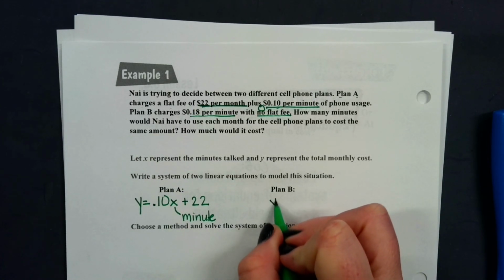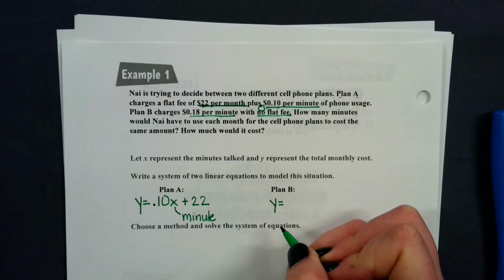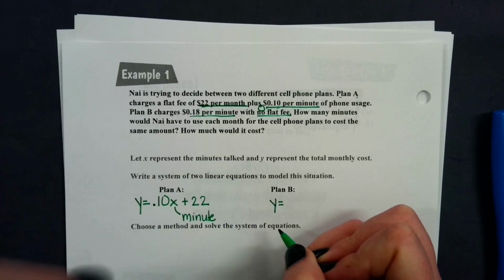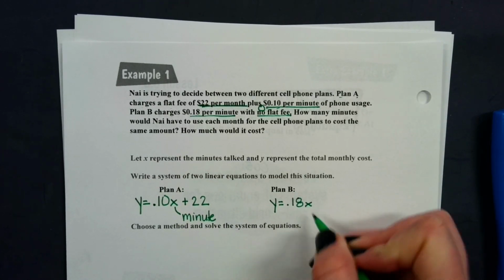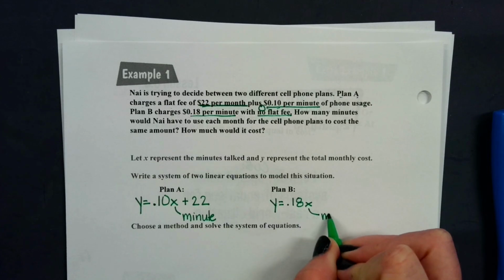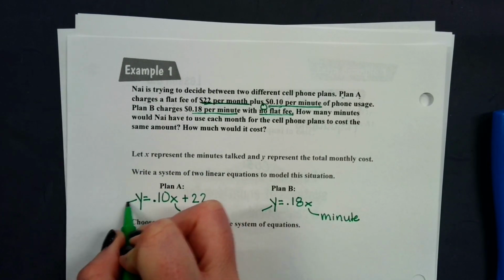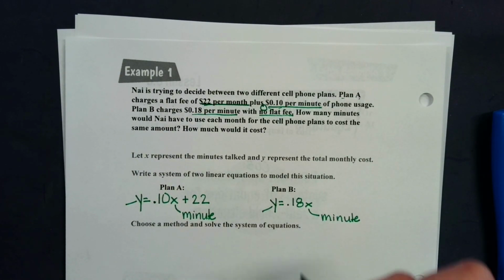Now, plan B. What's making plan B cost money? Same as plan A, but it's when you're using the phone. But this time, how much is it? 18 cents per minute. So that's what X stands for. What's Y standing for in both of these? What am I trying to figure out? What per month, though? How much it charges, the cost.